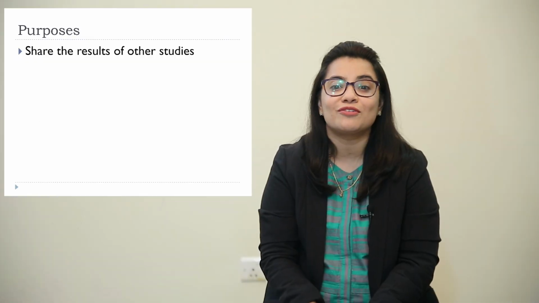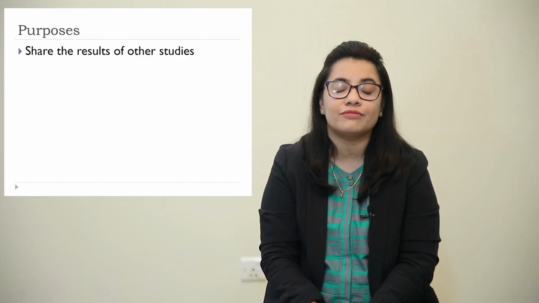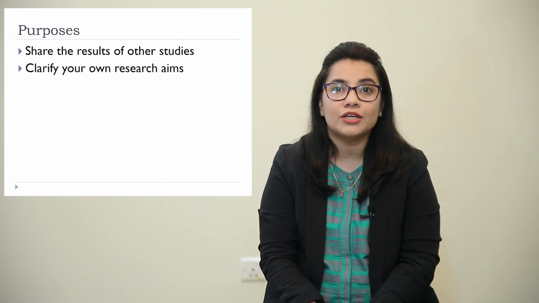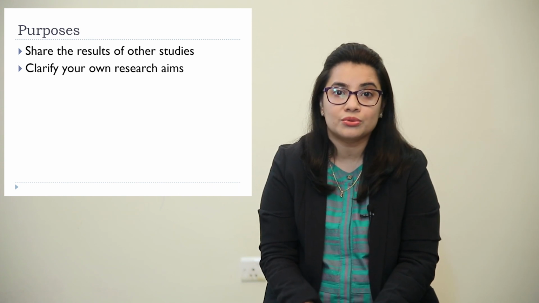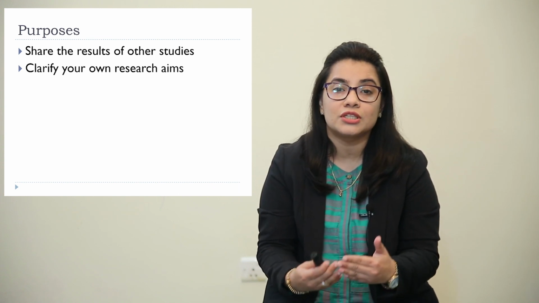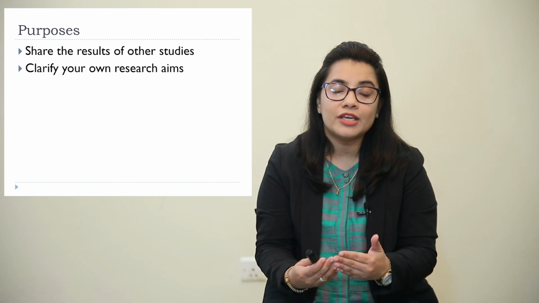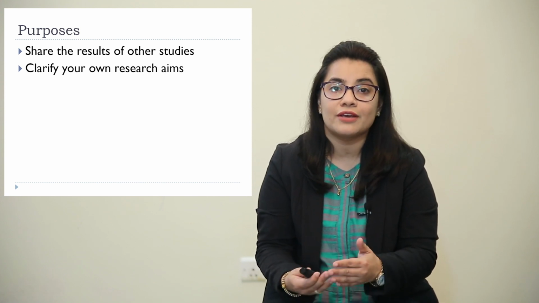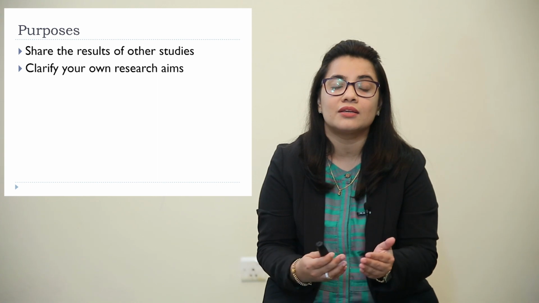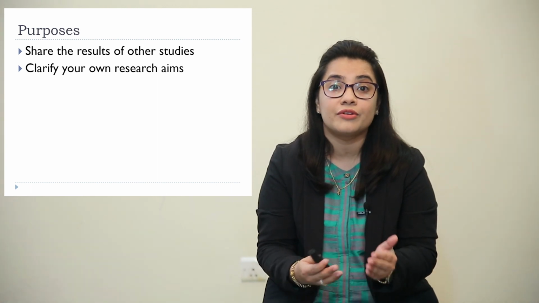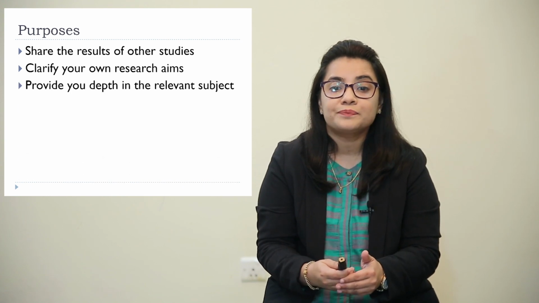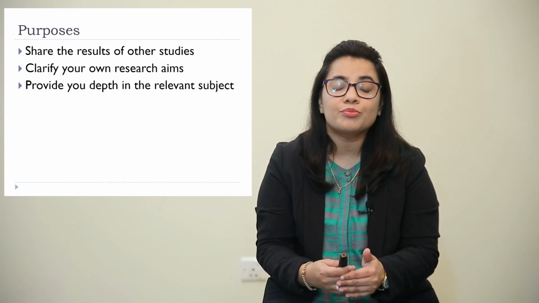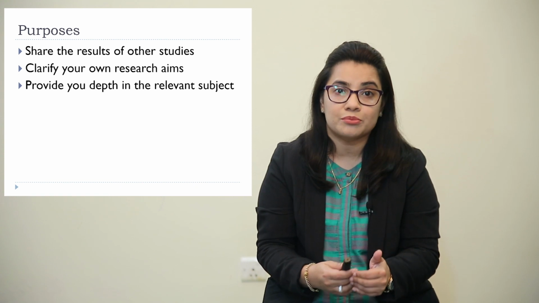The first purpose of literature review is sharing the results of other studies. Secondly, you can also clarify your own research aims. Literature review tells you how you can clarify your research aims. When you have an eye on the research aims of other studies, then you can make up your mind what research aims you can develop in your research. Thirdly, you can also provide depth in the relevant subject.